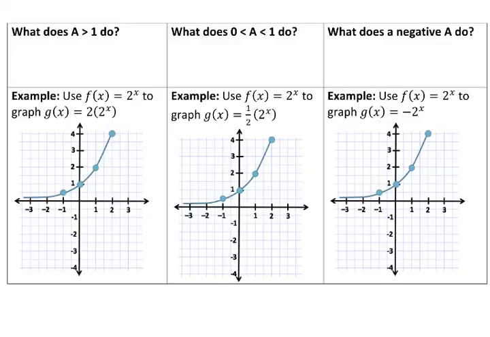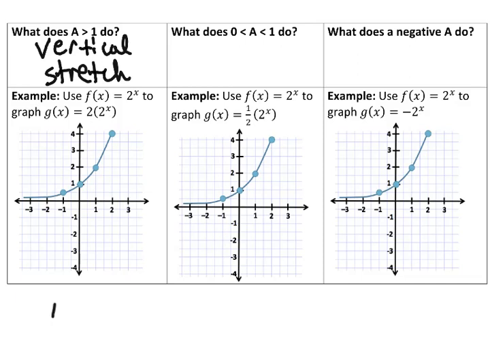All right, so going through each of these letters. First, A. A is an amplitude, and it does the same thing that it did with regular transformations of any old function. When it's greater than 1, it'll do a vertical stretch. So here's an example of that. In this case, A is equal to 2. That's the number out in front here, a 2.